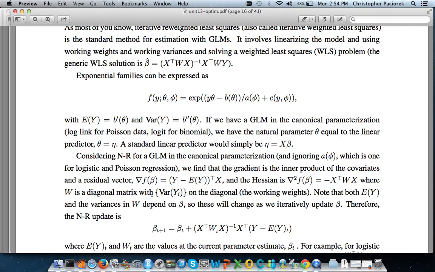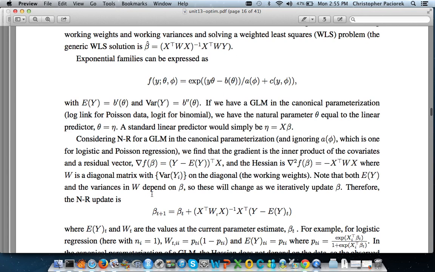And then the E of y_i is just going to be exp of x_i transpose beta. So this would be the Poisson setting. And you can work out similar sorts of things if you were doing logistic regression, and therefore if you had a binomial distribution for the y's.